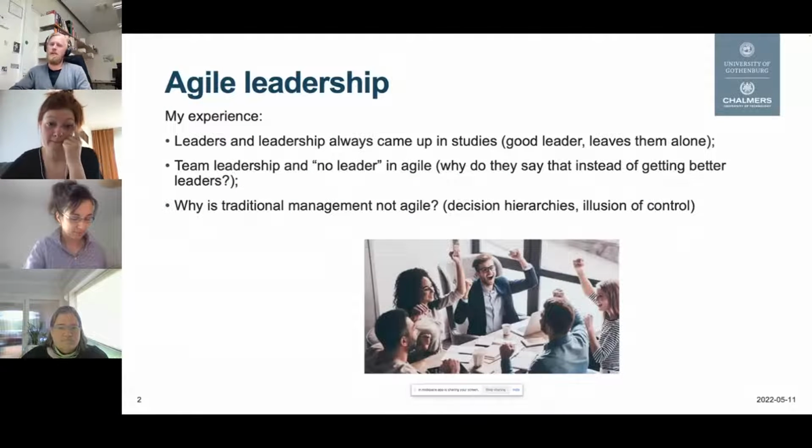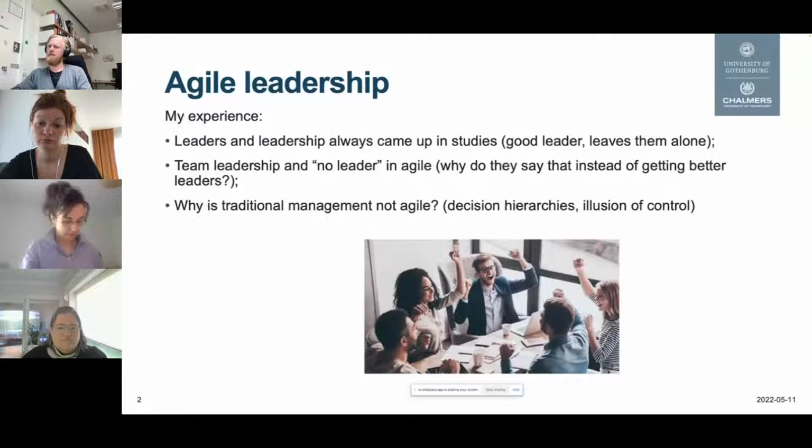In my research from while I was a PhD student, investigating the group dynamics of agile teams, leaders and leadership always came up. Good leaders, or leaders that leave the teams alone, or team leadership, or in agile we have no leaders. And I reflected on this for a long time. Why do they say that instead of having better leaders? So what is different here?